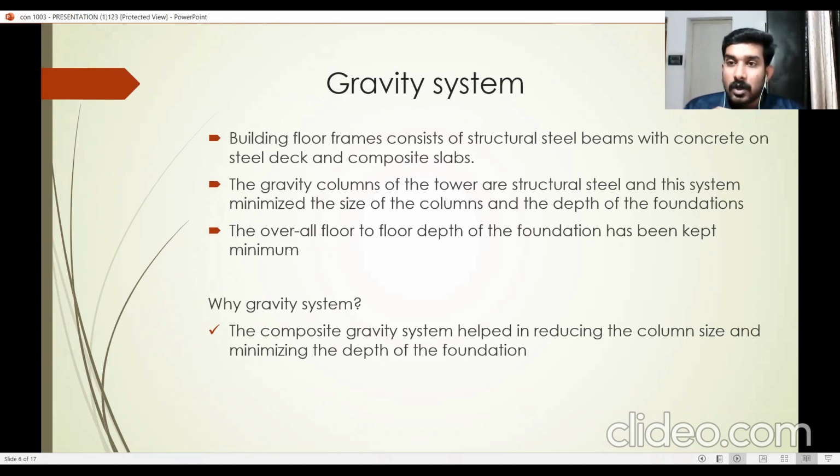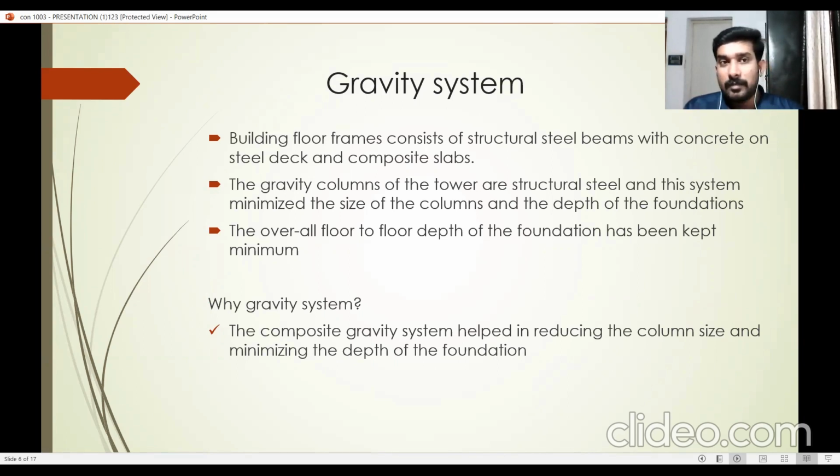The gravity columns of the tower were structural steel. Prior to the construction of the above building, the most economical high-rise construction in Calgary utilized reinforced concrete or post-tensioned concrete floor framing systems. These alternate concrete framing systems were initially considered but rejected due to the considerable effects on the column size, construction time, etc. So while the gravity system is introduced, now we can look into some of its advantages.